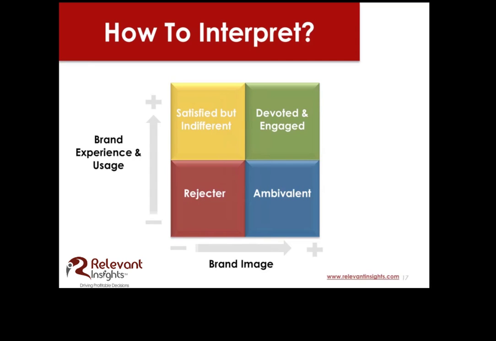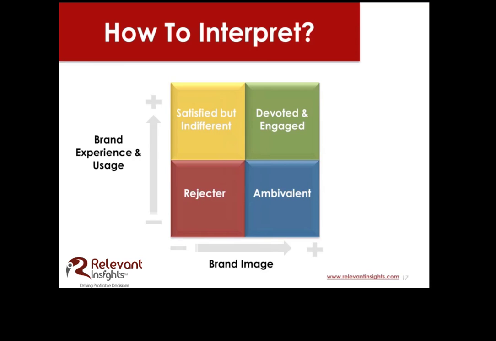So in the blue box, we have what I call the ambivalent. These are customers with positive brand association. They believe in the brand, but they don't buy as often as they would like to. This group offers hidden opportunities, but we need to understand what the barriers for repeat purchases are and create programs to increase their consumption.